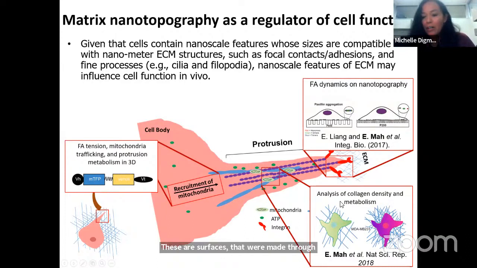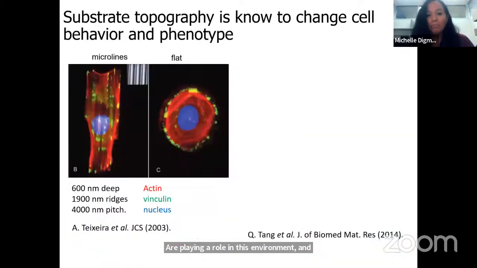And the second part of this vignette, or part of the talk, I'm going to show you changes of the metabolism in these tumor cells which is dependent on the extracellular environment. And finally, some of the work that we're continuing with is how contractility or forces, mechanoforces, are playing a role in this environment, and how the structure is really important for modulating cell behavior.